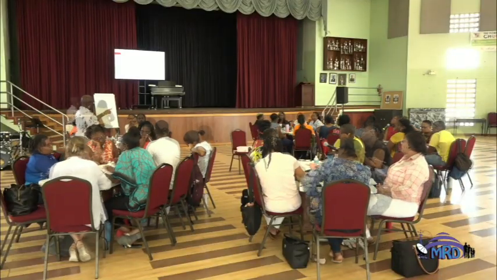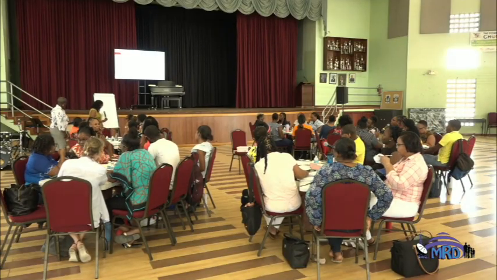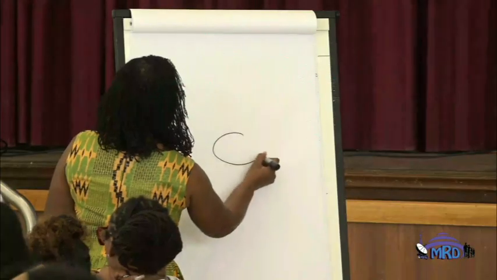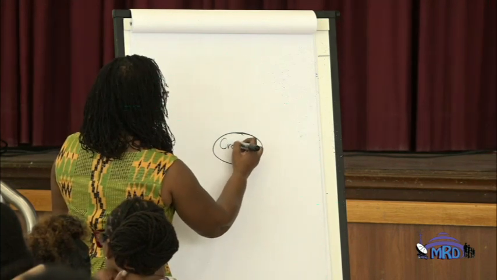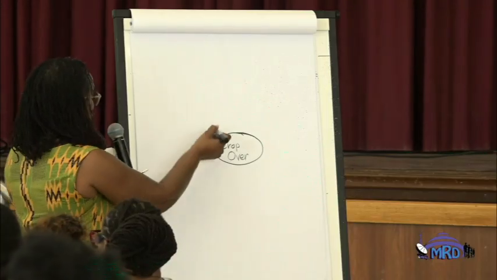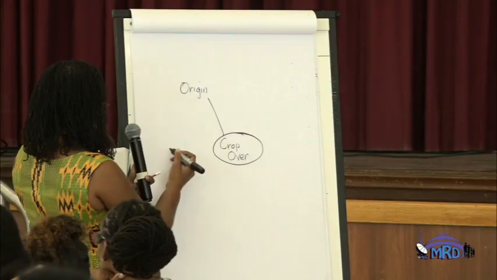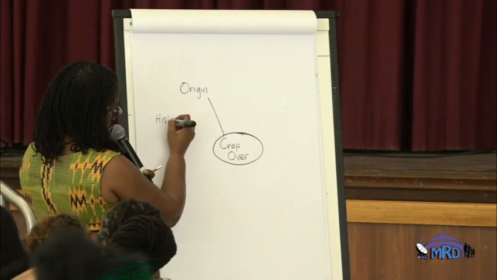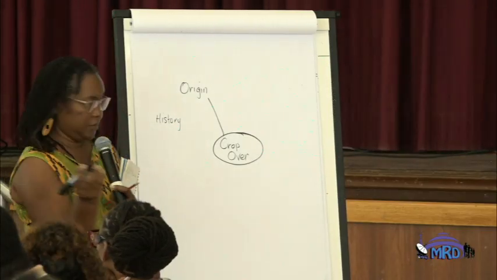And seeing that we did a visual before, we decided to do Crop Over as our text. So we're doing a visual, which means we are using a graphic organizer. So Crop Over is our topic, and out of it, we get the origin, and we also look at history. Now, some of these things might overlap.